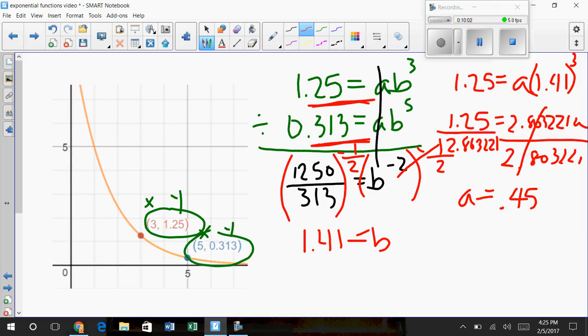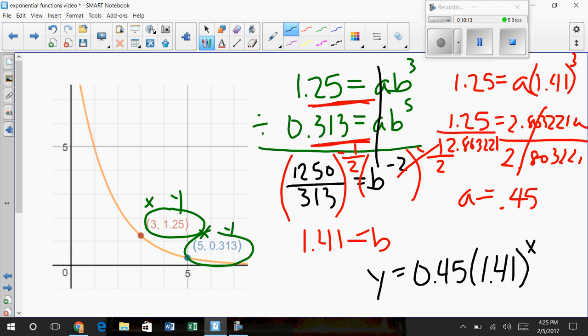Okay, so finally I have all the pieces that I need, so I'm going to go ahead and write this out as y equals 0.45 times 1.41 to the x.